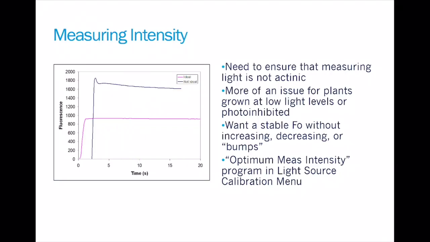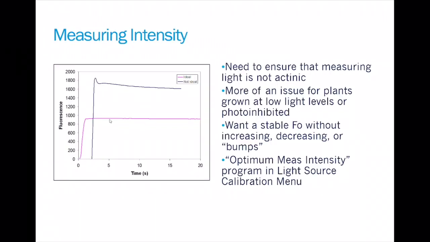You want to make sure the leaf stays in a completely oxidized or relaxed state. So we want that light to be very low so that it doesn't excite the photochemistry. However, we don't want it to be so low that we don't have a good signal to noise ratio.